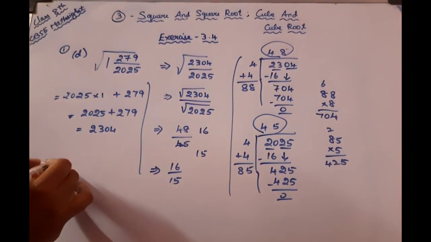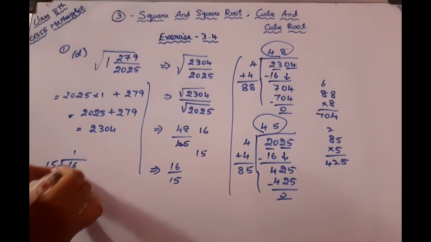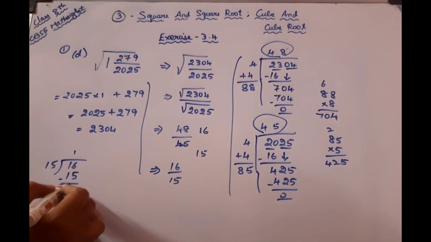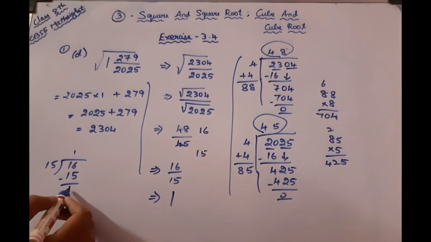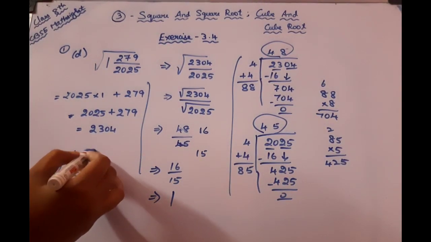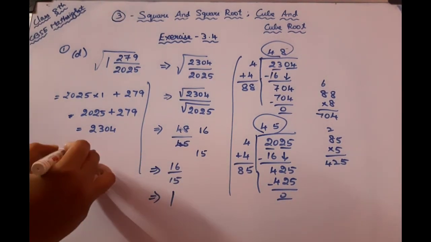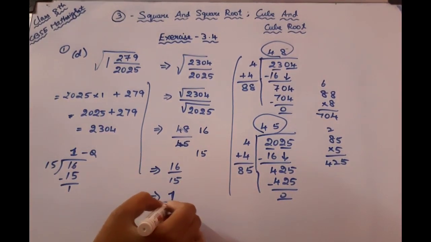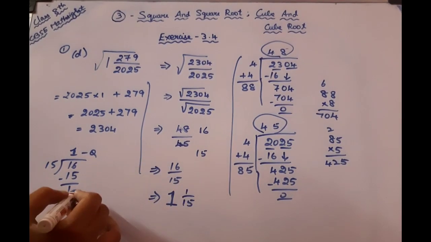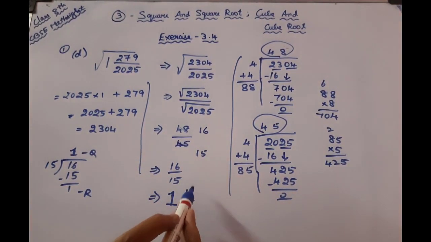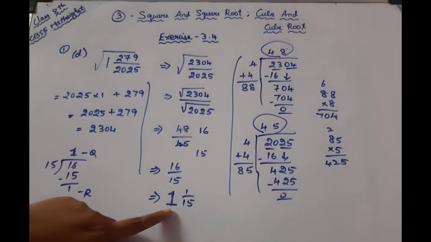So we can try to divide 16 by 15. 15 into 1 is 15. So the remainder will be 1. So again this can be written as 1. So 1 is the quotient here. We have to write the quotient 1 here and the remainder 1 by 15. So the remainder should be written in the numerator. The quotient should be written here.